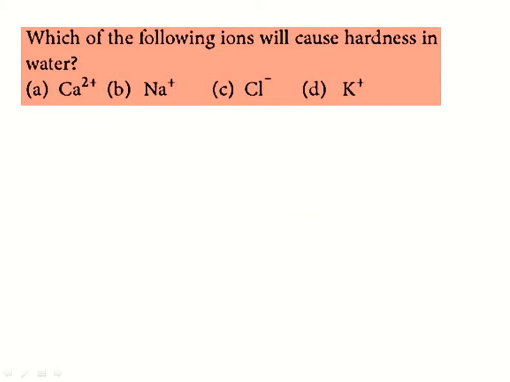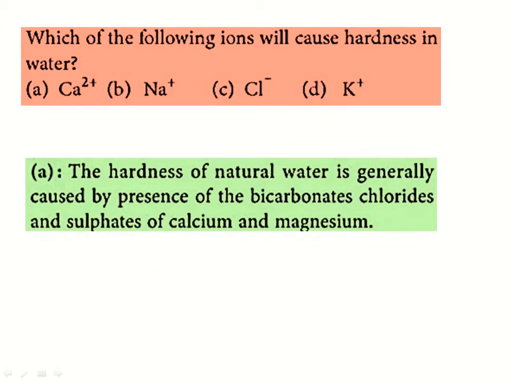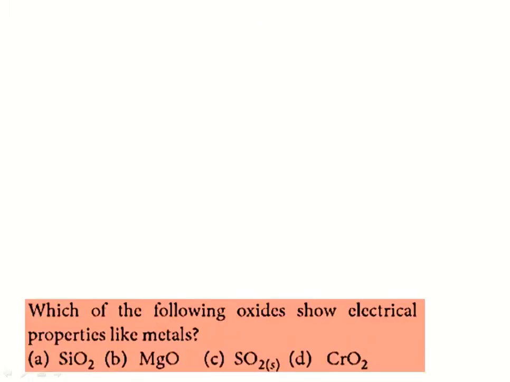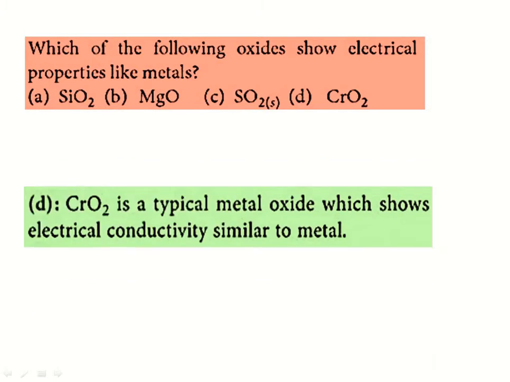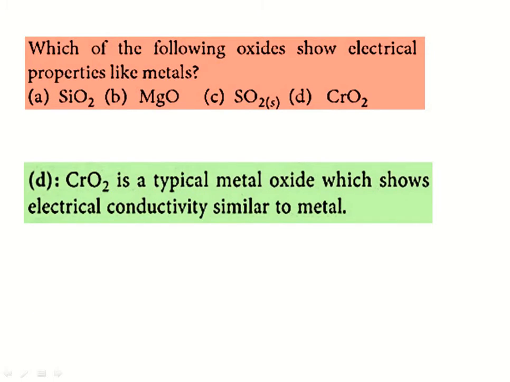Next question. Which of the following ions will cause hardness in water? Usually calcium ions cause hardness to the water. So A is the answer. Which of the following oxides show electrical properties like metals? Usually chromium oxide is said to exhibit electric conductivity similar to metals. D option is the right option.